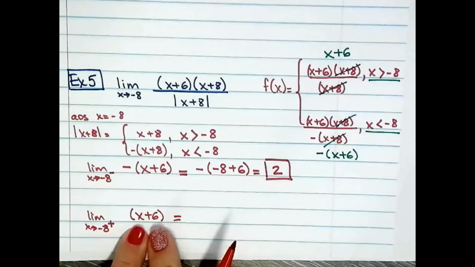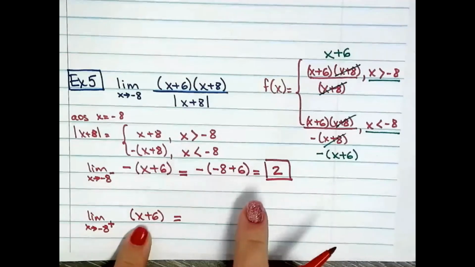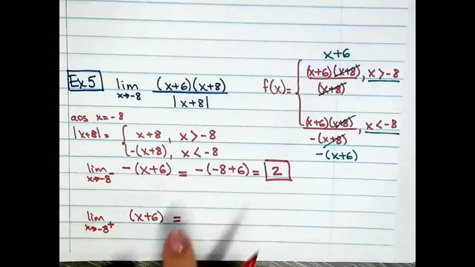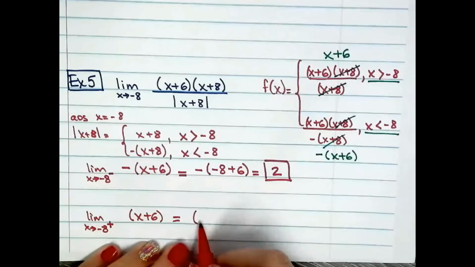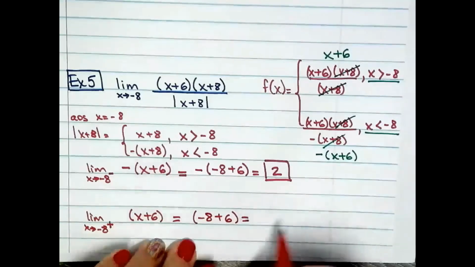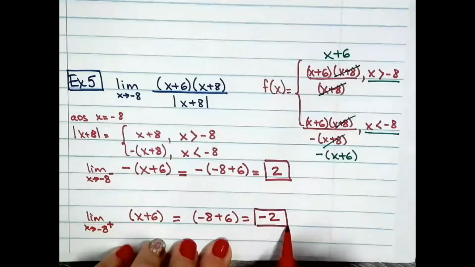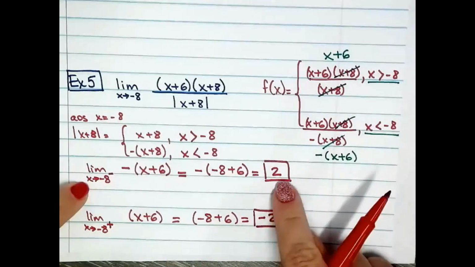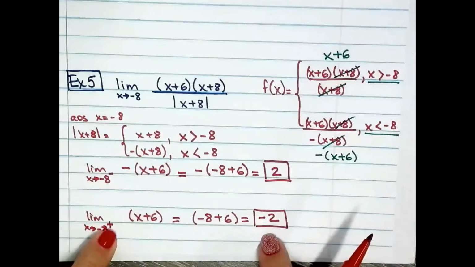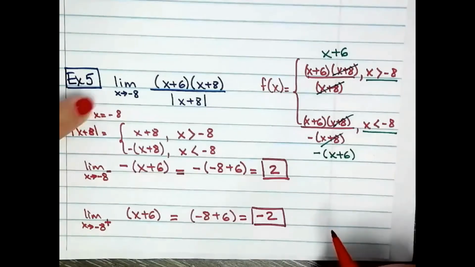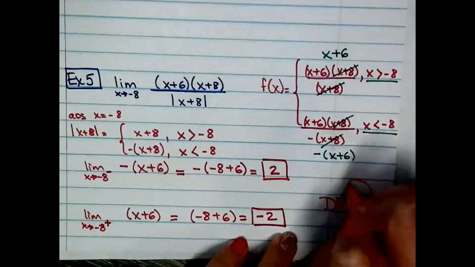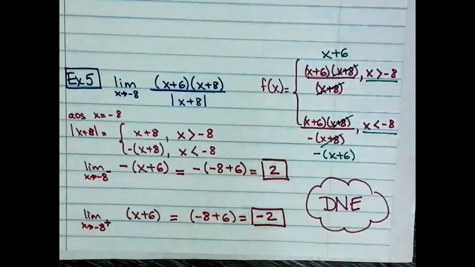And again, the two-sided limit only exists if these two limits are the same. Okay? So I will plug in -8 for x. Oh man. Okay. So that's a no-go for me. The limit as x approaches -8 from the left is different than the limit as x approaches -8 from the right. So since they do not agree, the limit here for this example 5 does not exist because they do not agree.